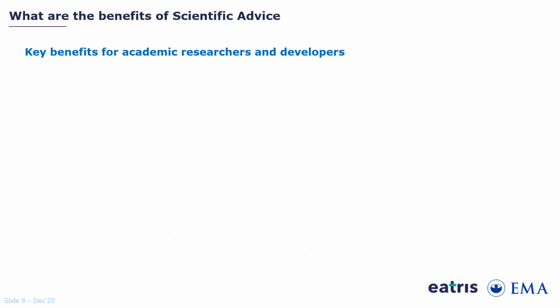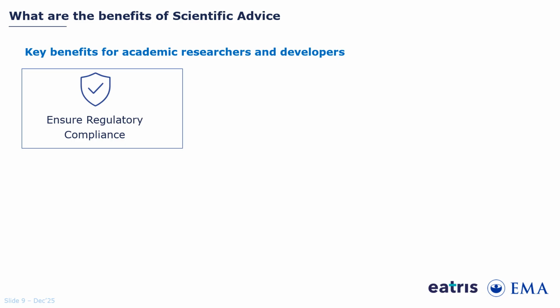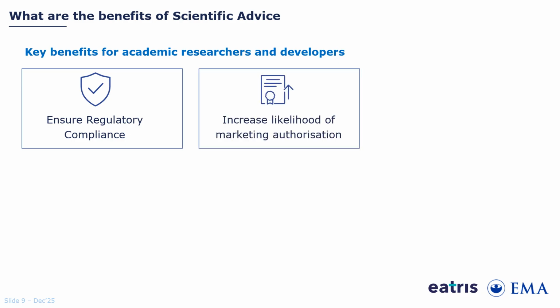What are the benefits of scientific advice? Seeking scientific advice from EMA offers significant advantages, especially for academics who may not have experience navigating regulatory processes. EMA guidance helps medicines developers choose appropriate technical approaches, scientific methods and study designs to generate robust data on a medicine's efficacy and safety and to produce a product of good quality. It can increase the likelihood of receiving marketing authorization, but it does not guarantee it.